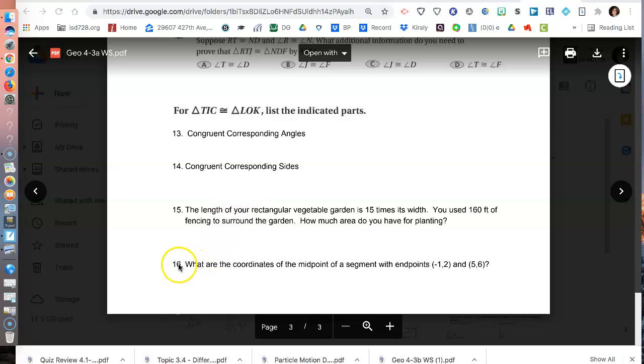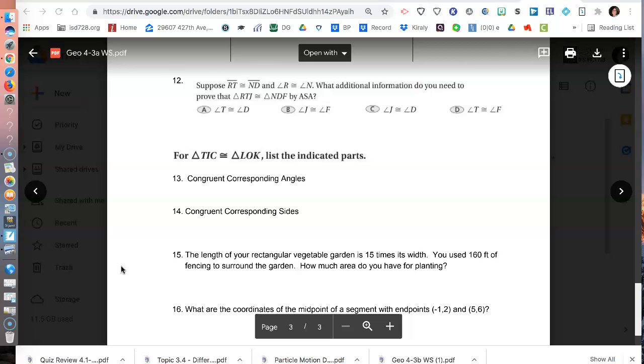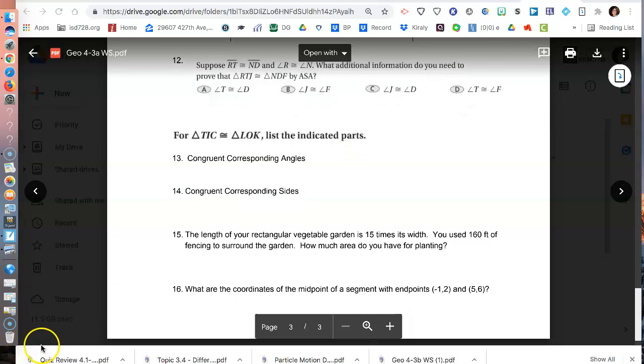And remember for number 15, for doing a midpoint, we have to get in the middle of the x's or average them. So you do -1 plus 5, which is 4, and then you divide it by 2. To get in the middle of the y's, you do 2 plus 6, and then divide that by 2. So that's some help with, or a lot of help with worksheet 4.3a.